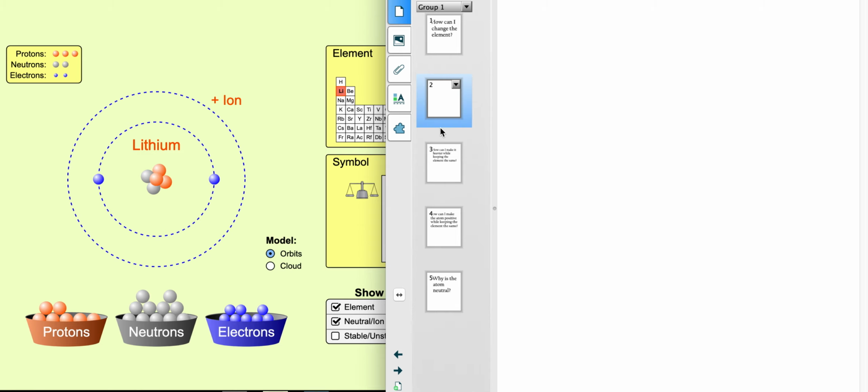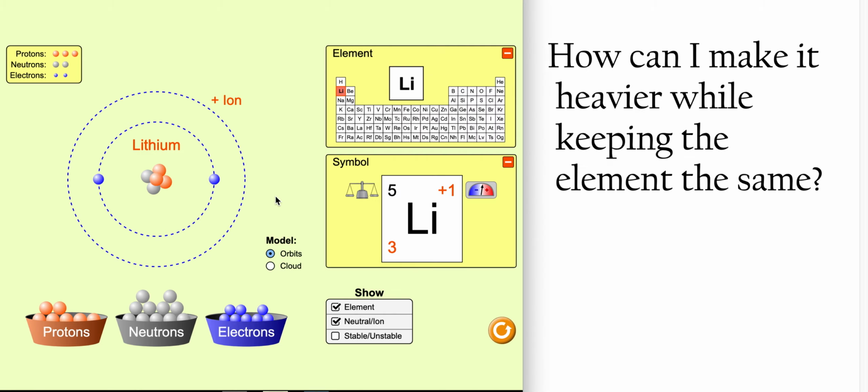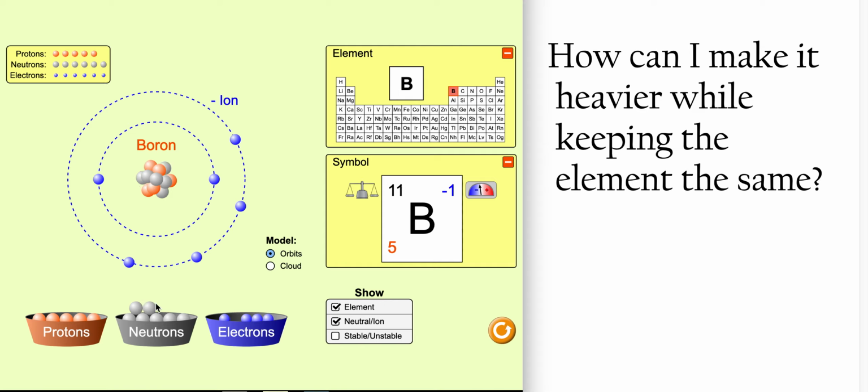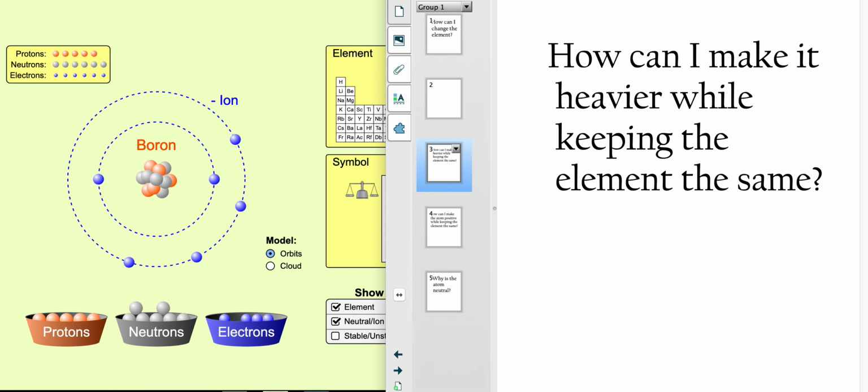How can I make it heavier? Well, if I add electrons, look at my mass right here, it's at 6. If I add electrons, that 6 never changes. If I add protons, the number changes, but my element changes. So the only way to make it heavier is to add neutrons. I add neutrons, my atom becomes heavier or lighter, but my element stays the same.